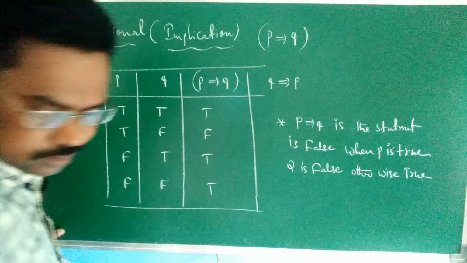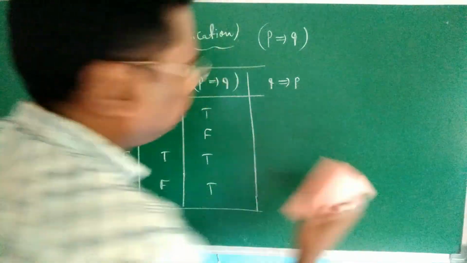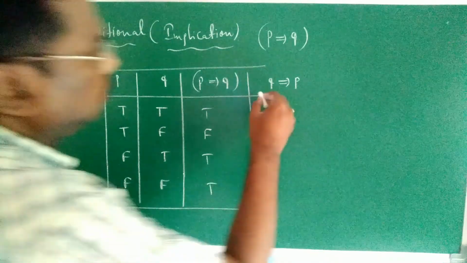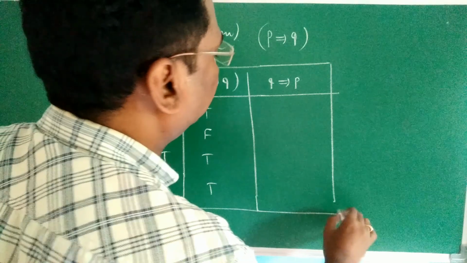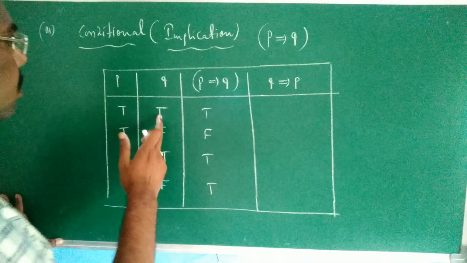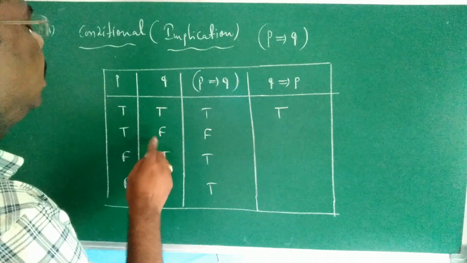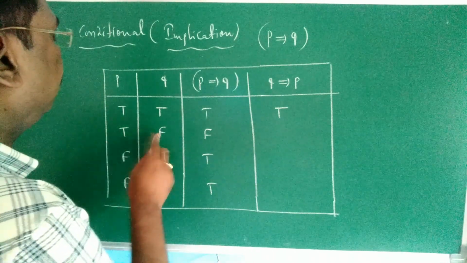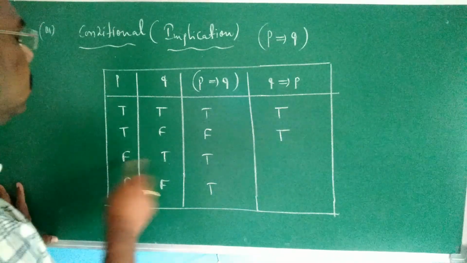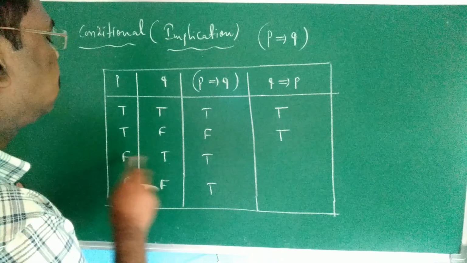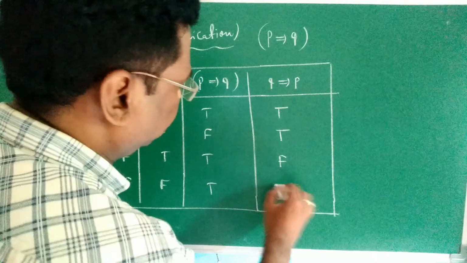Q implies P. Now Q implies P means, okay, now here Q to P. Now true, true, and here also true. Okay, now false, true, true. Okay, now true, false. True, false means false. Next, false, false, true.